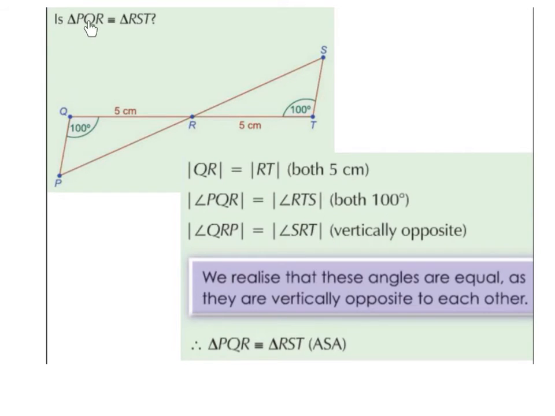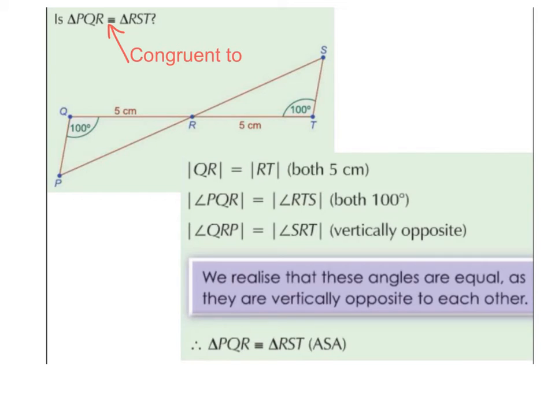Is triangle PQR congruent to triangle RST? So this triangle here is triangle PQR, and then we have triangle RST. We want to see, are they congruent to each other? At this point we do not know. In the previous question we did know because they said verify, but now we're being asked, are they congruent?